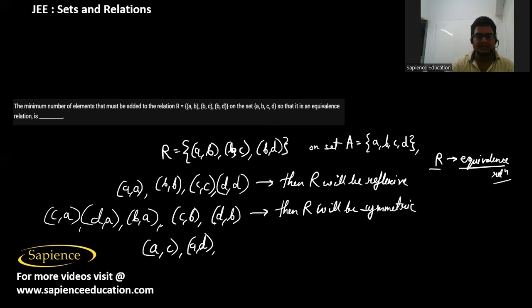Okay, DB is there, so AB is there. AC is there, CB is there, so AB is there. So AC and AD also should be there. CA is there, AB is there, so CB also is there. BA is there, AC is there, so BC is also there.